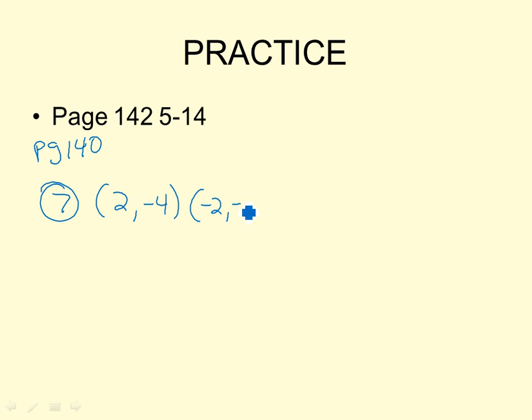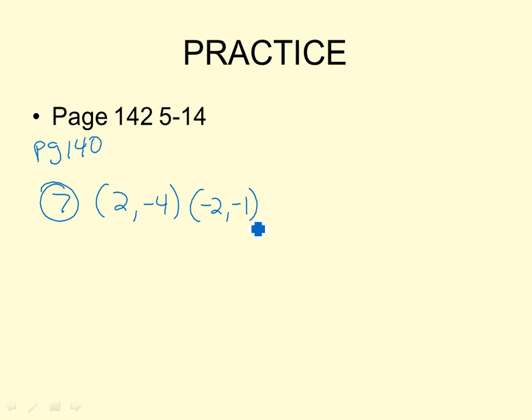The back side of the page. I think there's only really one different problem. Let's do number 7 on page 140. The rest of them are basically the same. It says find the slope of line NM and a line perpendicular to it. So they give us these points, (2, -4) and (-2, -1).